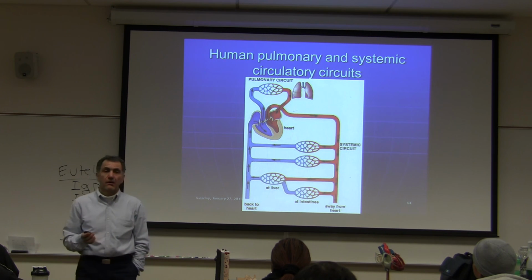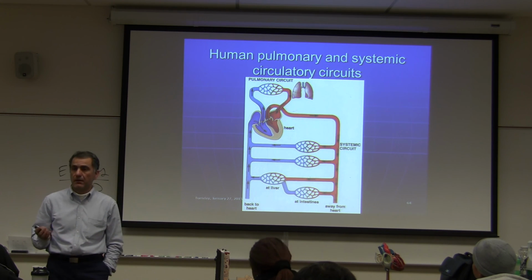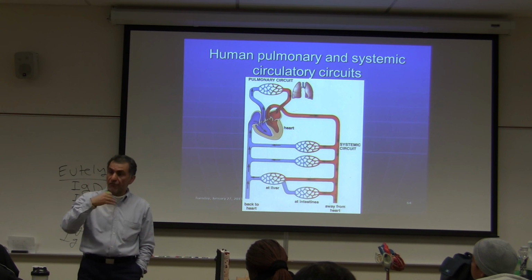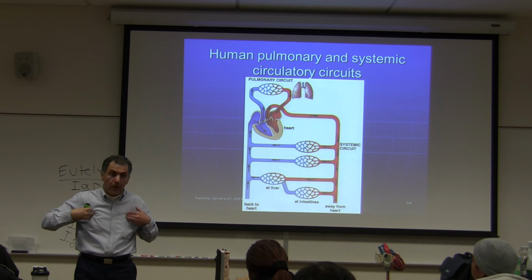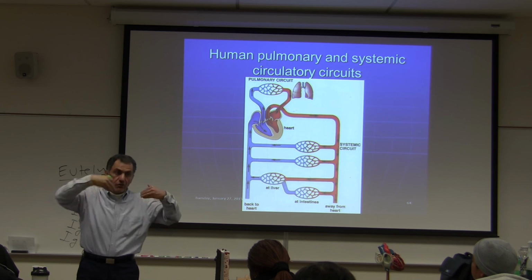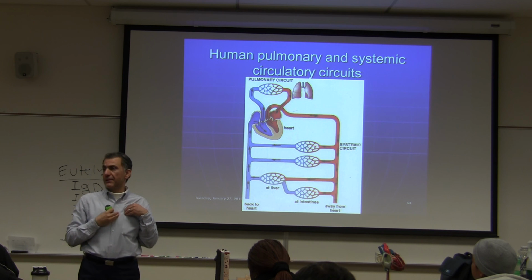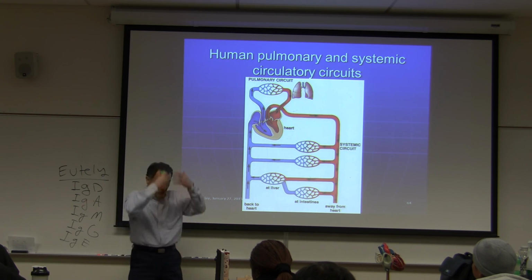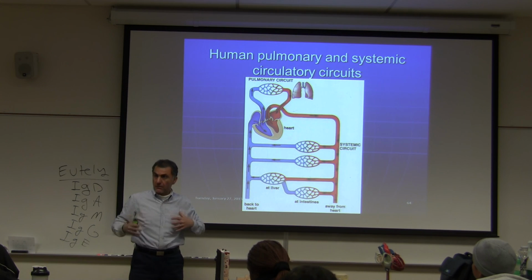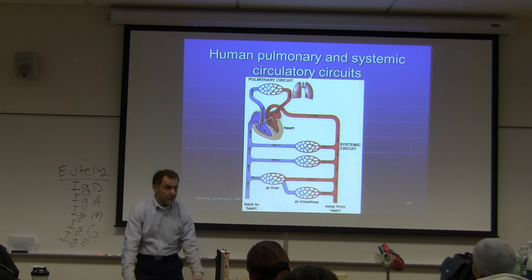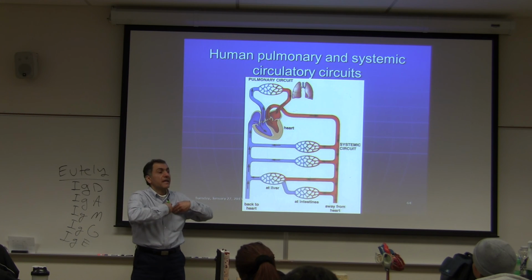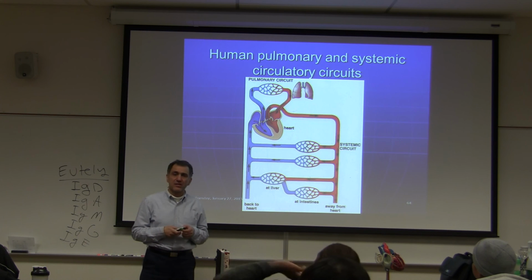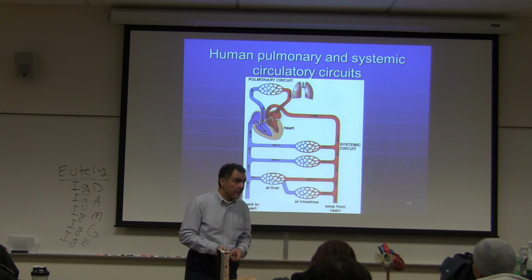I didn't say which blood vessels. From the lungs to the heart is the pulmonary circuit. From the heart to the lungs, pulmonary circuit. From the lungs to the heart, pulmonary circuit. Am I making some sense? The systemic circuit is from the heart to the rest of the body, except lungs, right? From the rest of the body to the heart, it's the systemic circuit. Have you heard somebody has a systemic infection? It means all the body is infected.